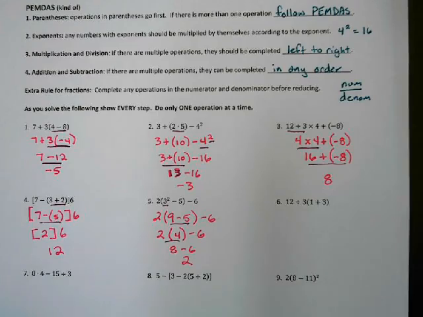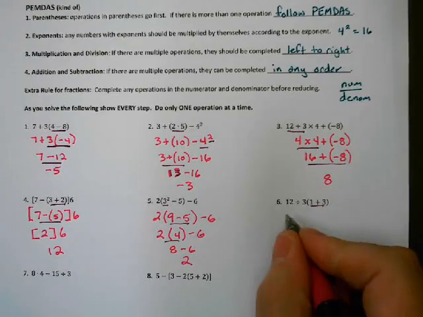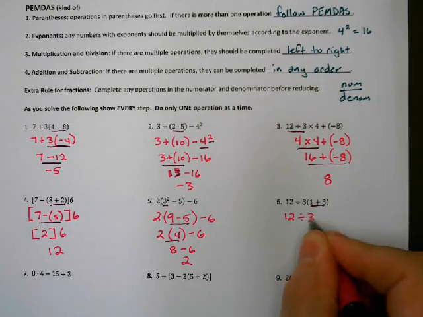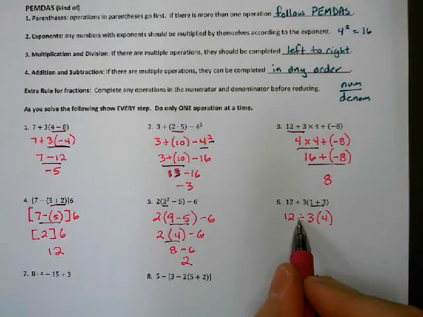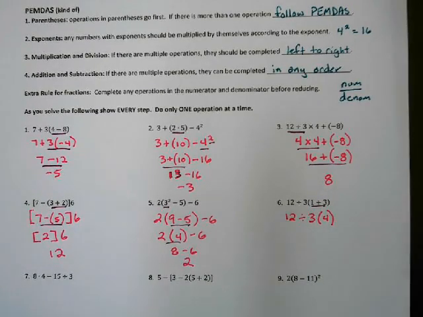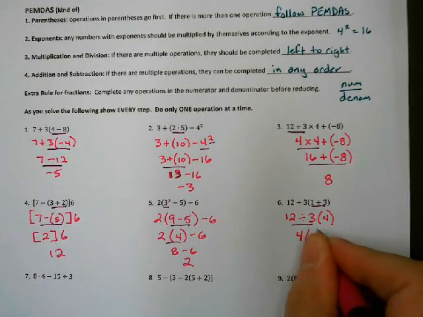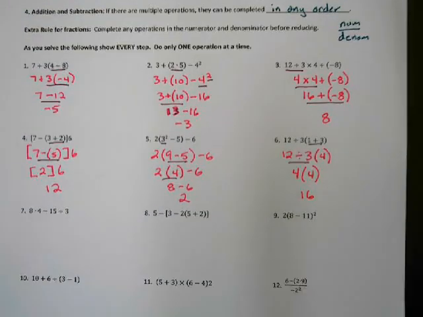Next one, parentheses first, 1 plus 3. That would end up being 4. So we've got 12 divided by 3 times 4. I've got multiplication and division. So when I have both multiplication and division, I go left to right. I have to do division first. So I'm going to do my division first right here. I'm going to get 4. 12 divided by 3 is 4, times 4. Last step, I get 16. Halfway there. Next set of 3 problems.